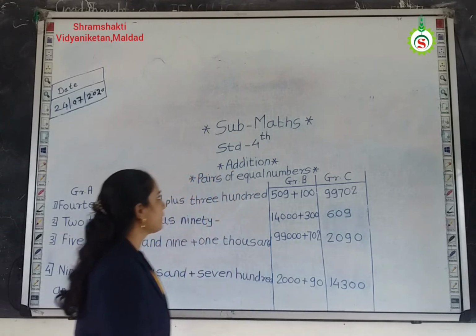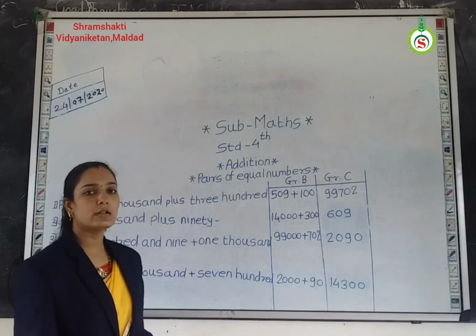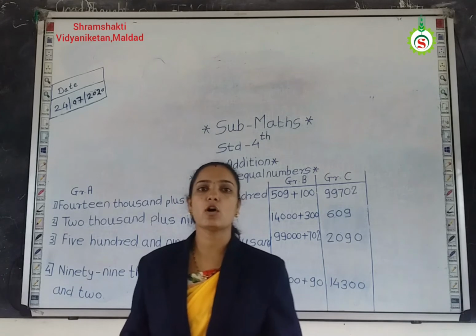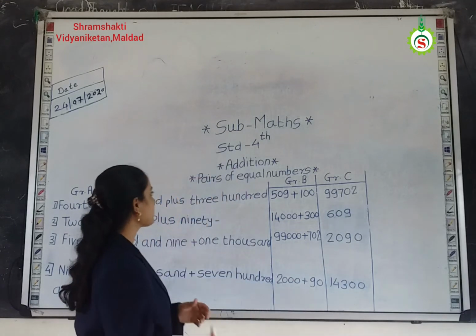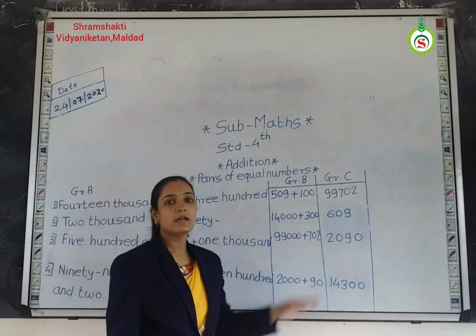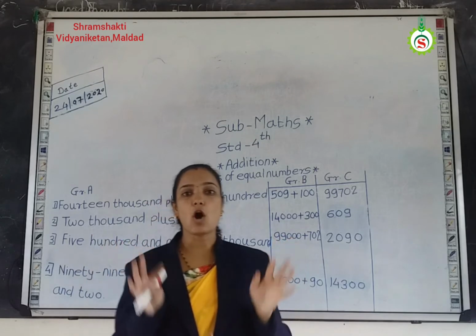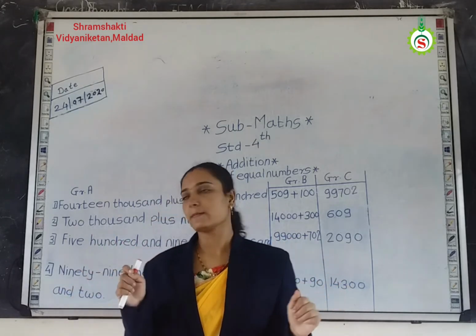Students, in the previous lecture of our 4th standard maths addition chapter, we learned some examples of horizontal addition and vertical addition. But students, in this lecture, we have to learn about pairs of equal numbers. Pairs of equal numbers means equal numbers pair.